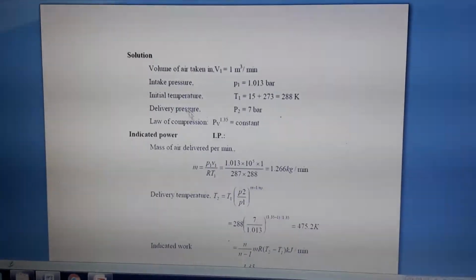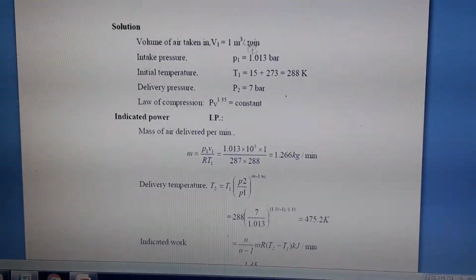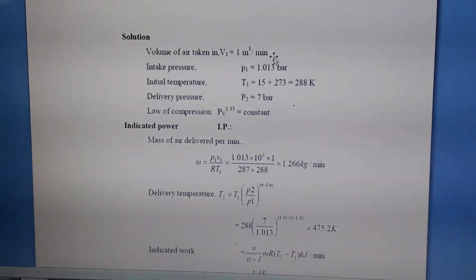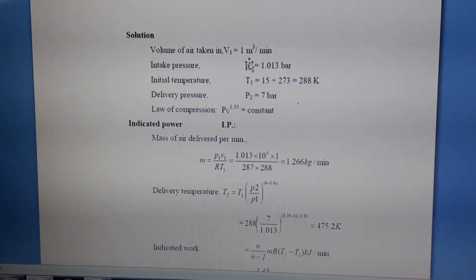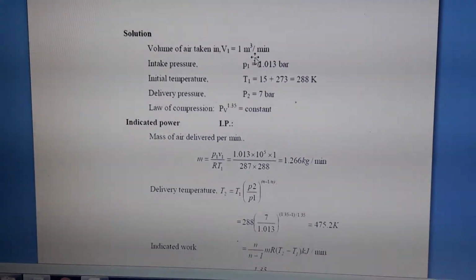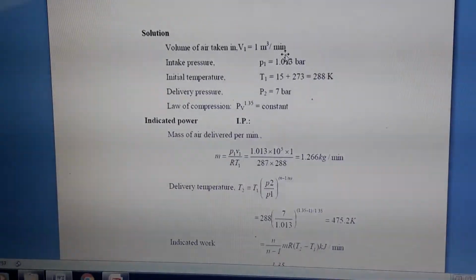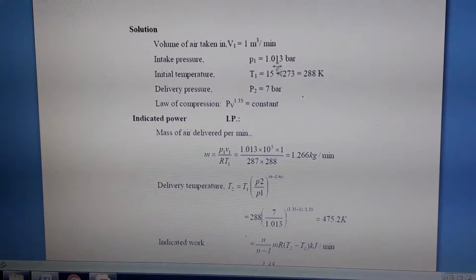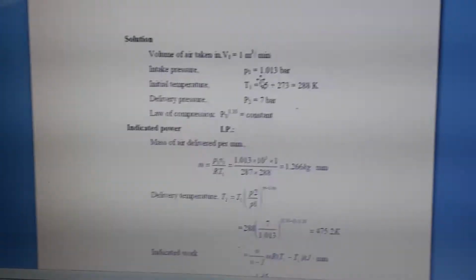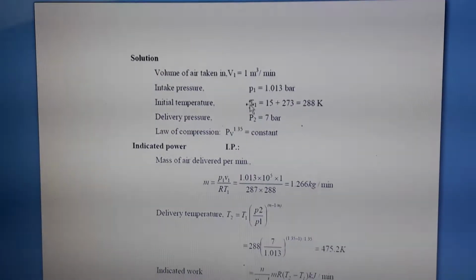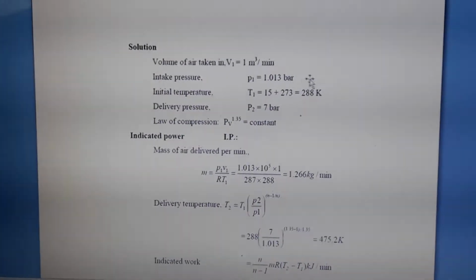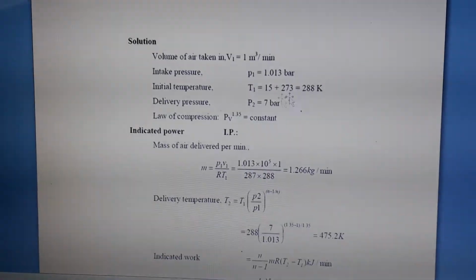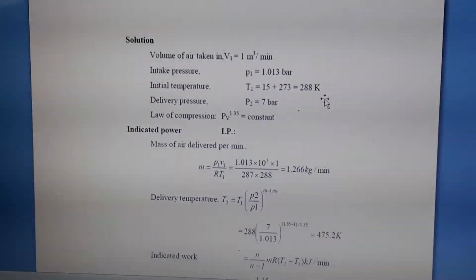So as discussed, this is the data of the numerical. The volume of air taken is V1, that is 1 meter cube per minute. Again we have to convert this 1 meter cube per minute into meter cube per second, so we have to divide by 60. Then intake pressure, that is P1, 1.013 bar. Again we have to convert this pressure into Pascal. So P1 is 1.013 into 10 raised to 5 Pascal. Then temperature T1, again we have to convert this from degree Celsius, so 15 plus 273, 288 degree Kelvin.